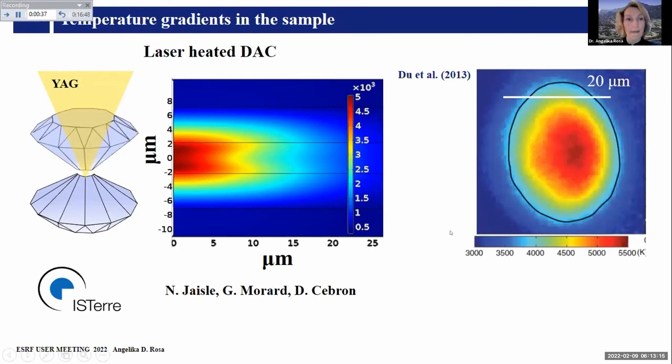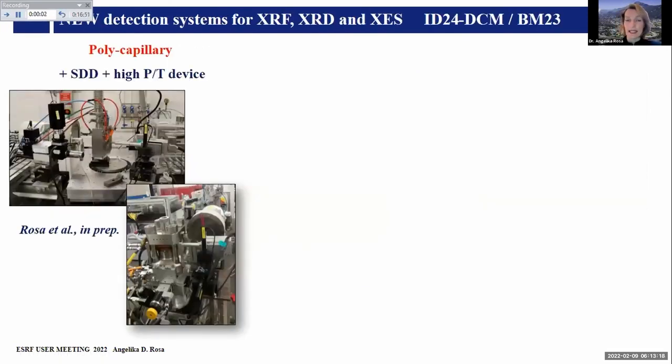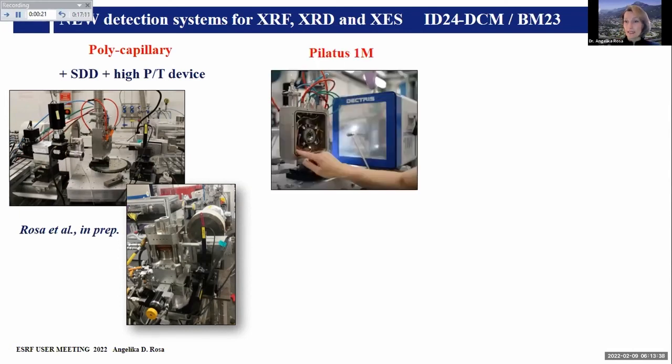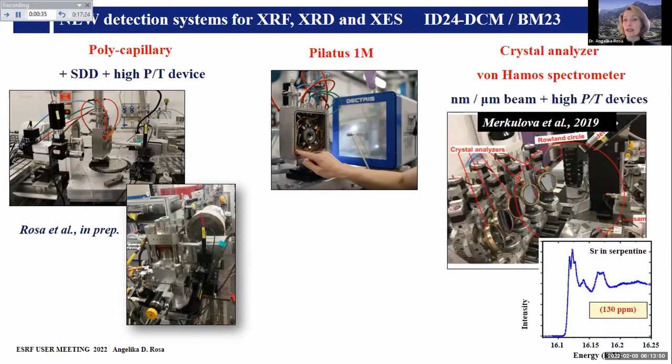Now we will also have new detection systems for these different probe techniques, of course, at ID24 and BM23. So we will have a polycapillary that we can, for example, combine with a resistive heated diamond cell or with a Paris-Edinburgh press to really extract a signal from our sample volume and reduce the background. We already installed a new X-ray diffraction detector with a very high dynamic range that allows us to study very weakly scattering samples next to the diamond peaks.